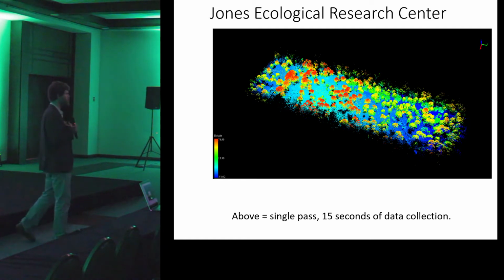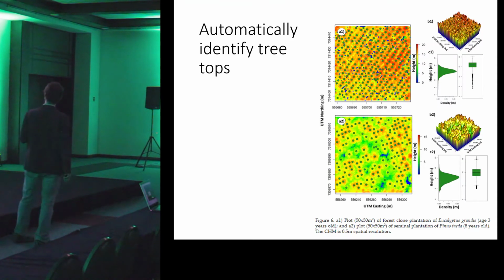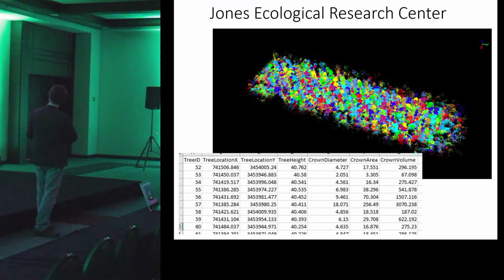For me, what would I want to segment as an ecologist? Well, this is 15 seconds of data, single pass over. I'd want to go through there. I'd want to identify automatically the treetops. This is using treetop detection algorithms from a paper that's coming out in a couple weeks with Carlos Silva. Going through there, you can now segment all the trees automatically.